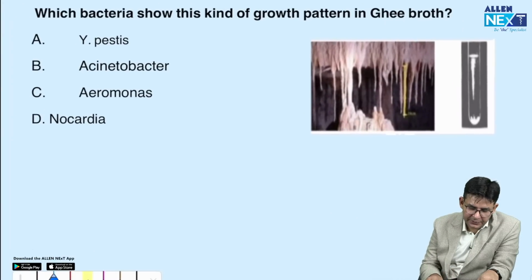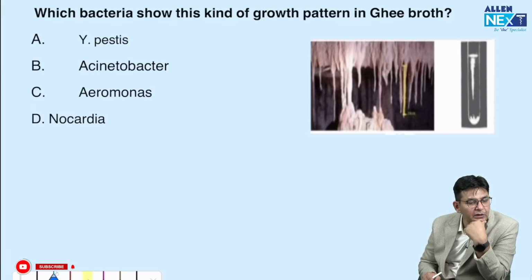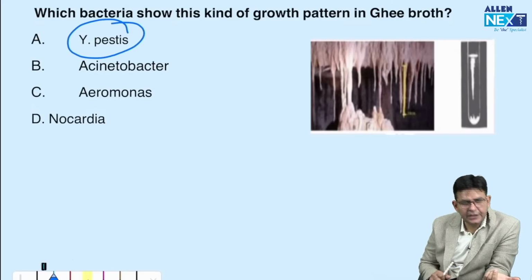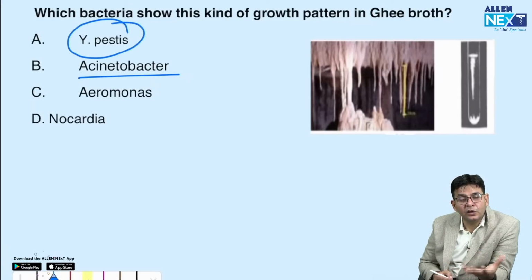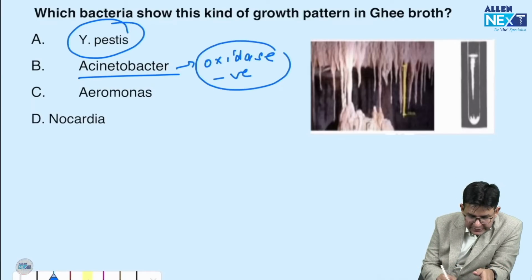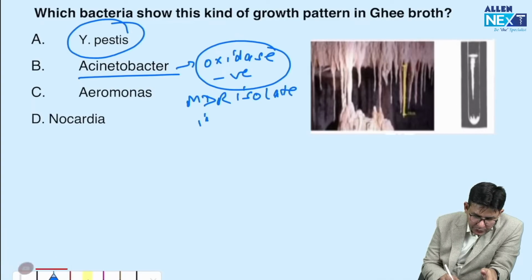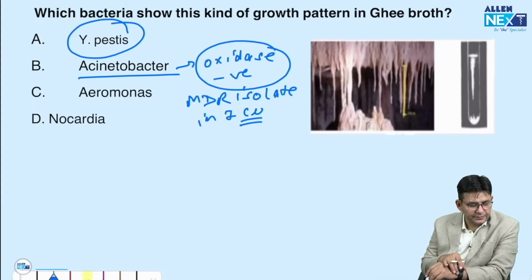This I have already told you. This is a repetition. Ghee broth: which particular organism loves to grow in ghee broth? The answer is Yersinia pestis. And the important point regarding Acinetobacter which I have told you: it is oxidase negative. And why is this Acinetobacter famous? Because it is found to be an MDR isolate in the ICU.